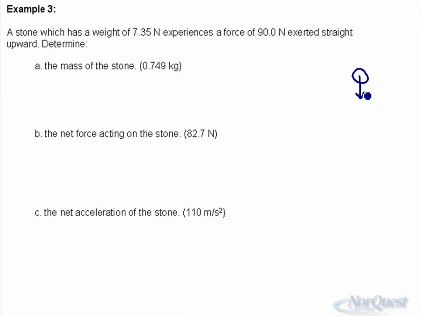Now remember, weight is force due to gravity. So force due to gravity, 7.35 newtons. It experiences a force of 90 newtons upward. So the applied force in this case, 90.0 newtons. What we want to do is figure out the mass of the stone. Well, mass can be figured out if you know the force due to gravity.